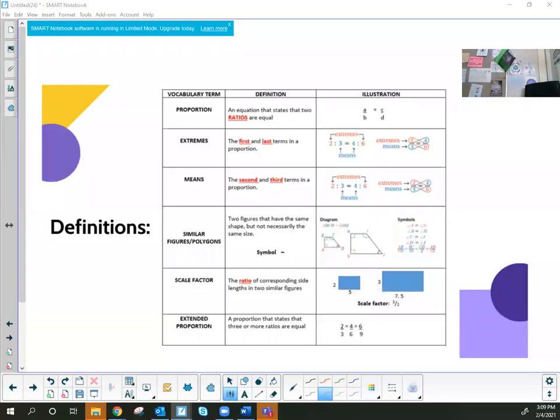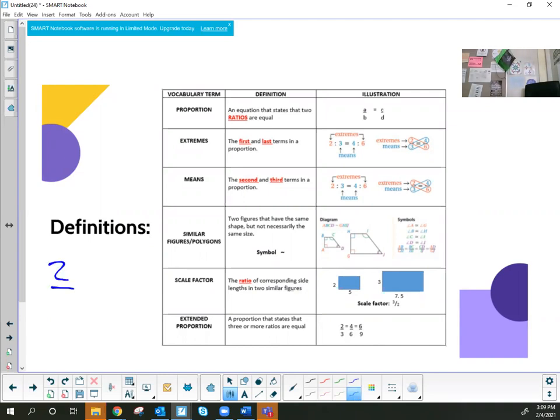All right, so topic 9 is going to be similarity. We kind of talked about that earlier today. We talked about shapes that are the exact same shape, but on different sizes. That's what we're going to talk about here. One of the things we're going to focus on, and you're going to see a lot of in this chapter, and you may already recognize this, is proportions.